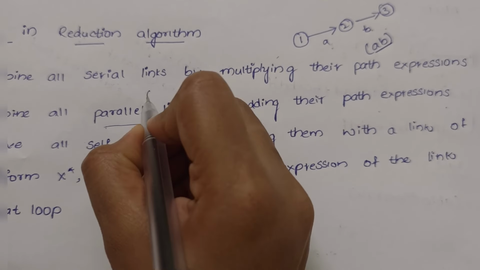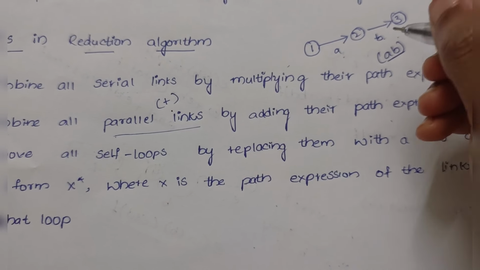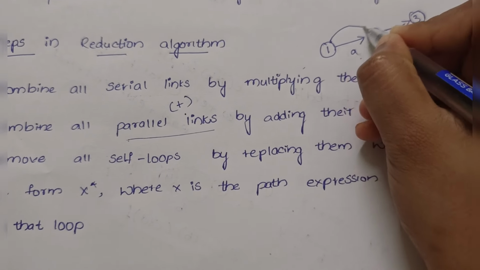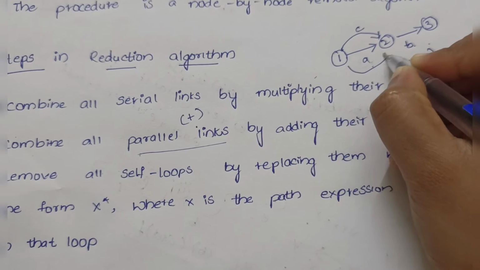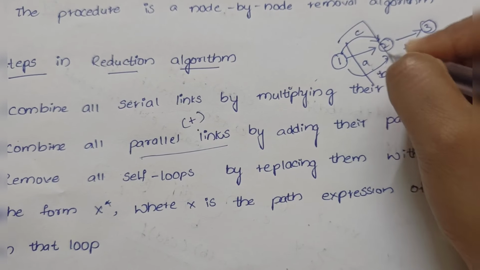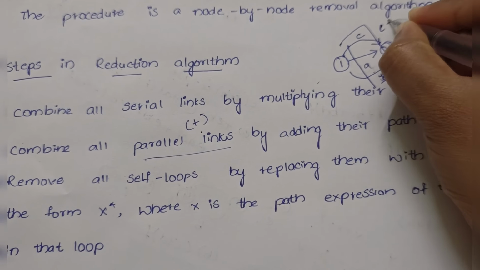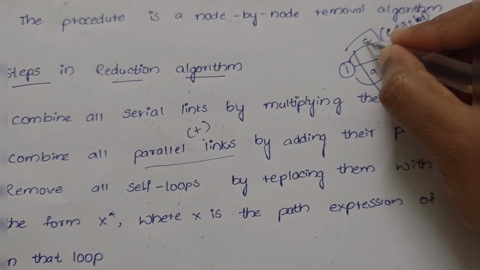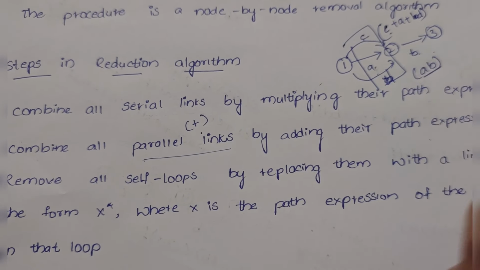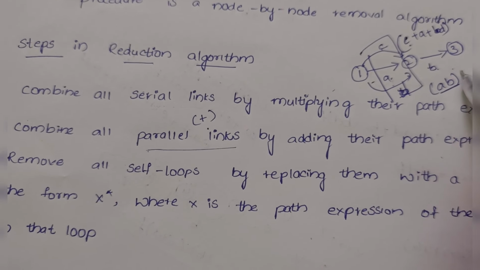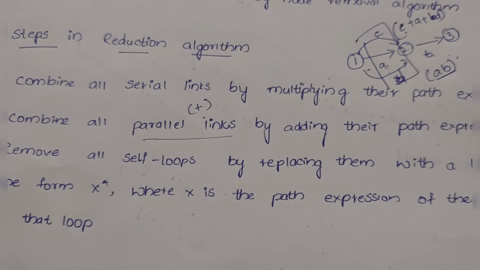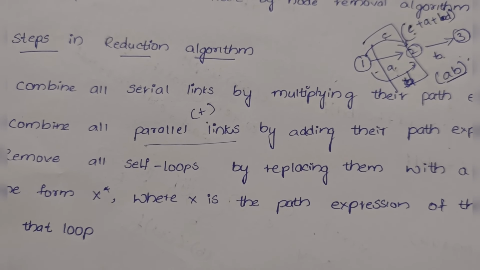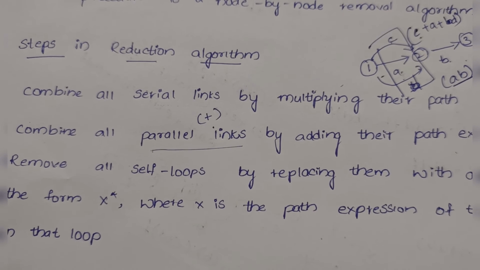For parallel links we use sum, like here we have C and D. These expressions can be written as C plus D. The total expression can be written as A times (C plus D) times B.